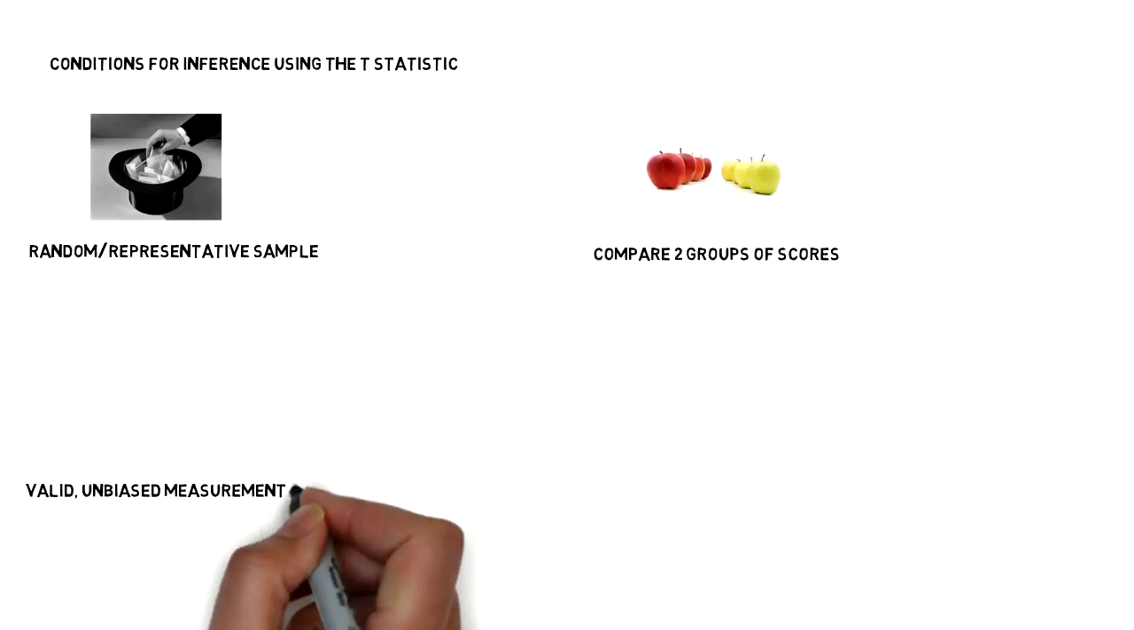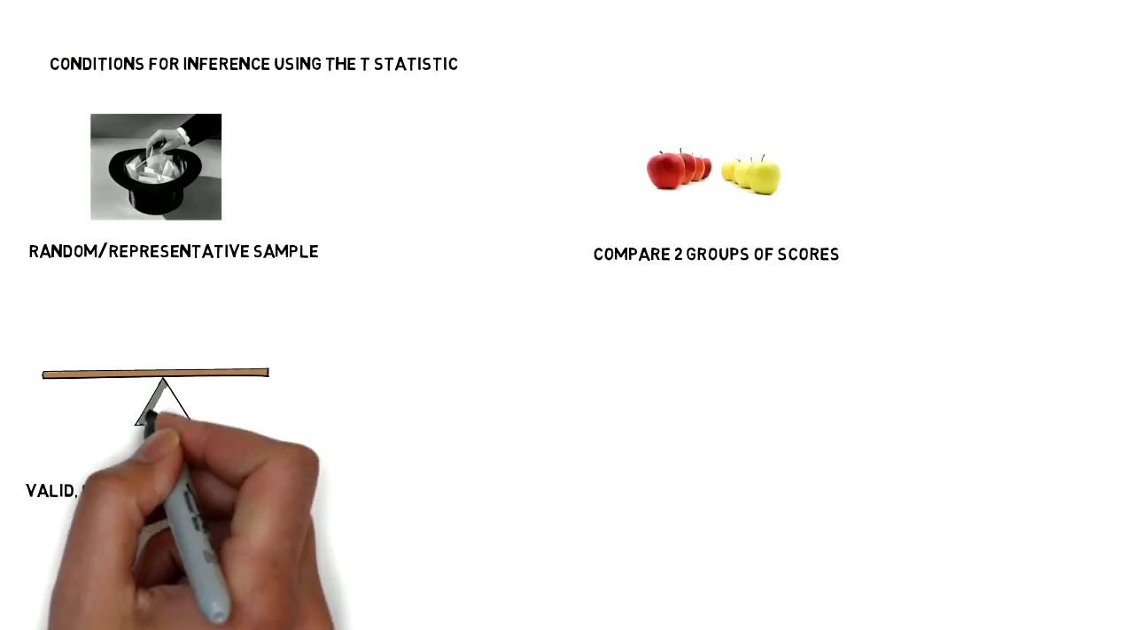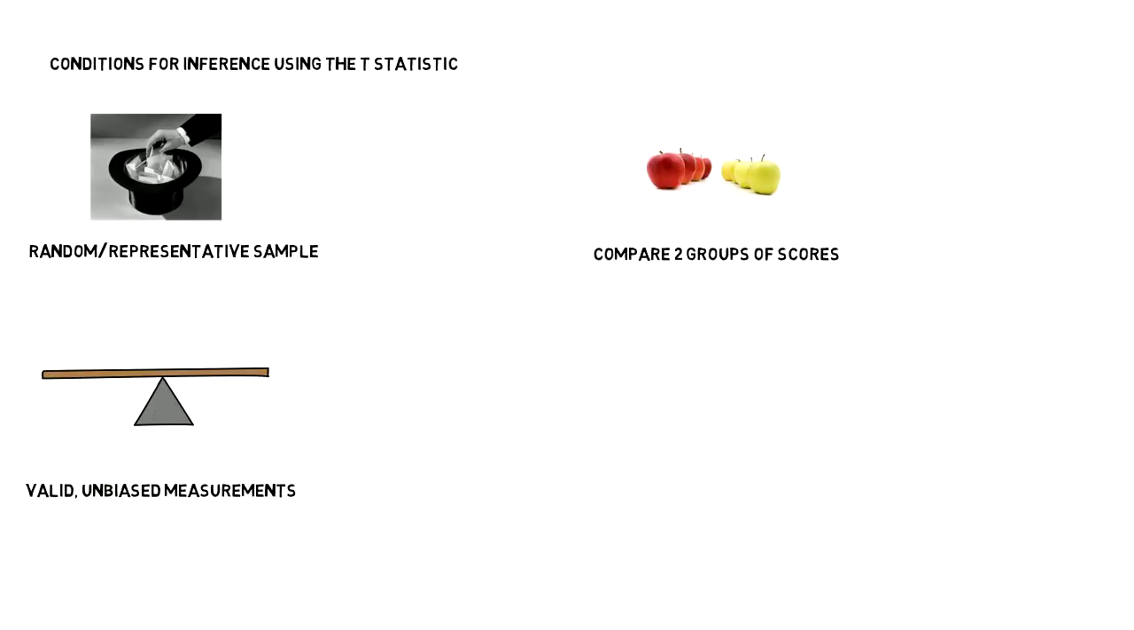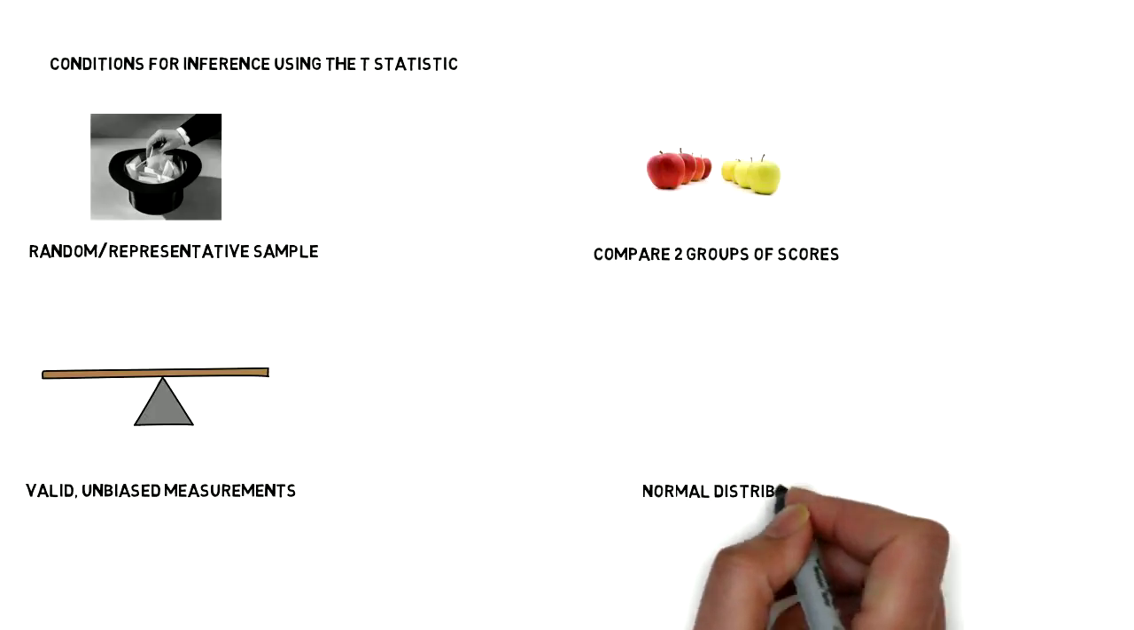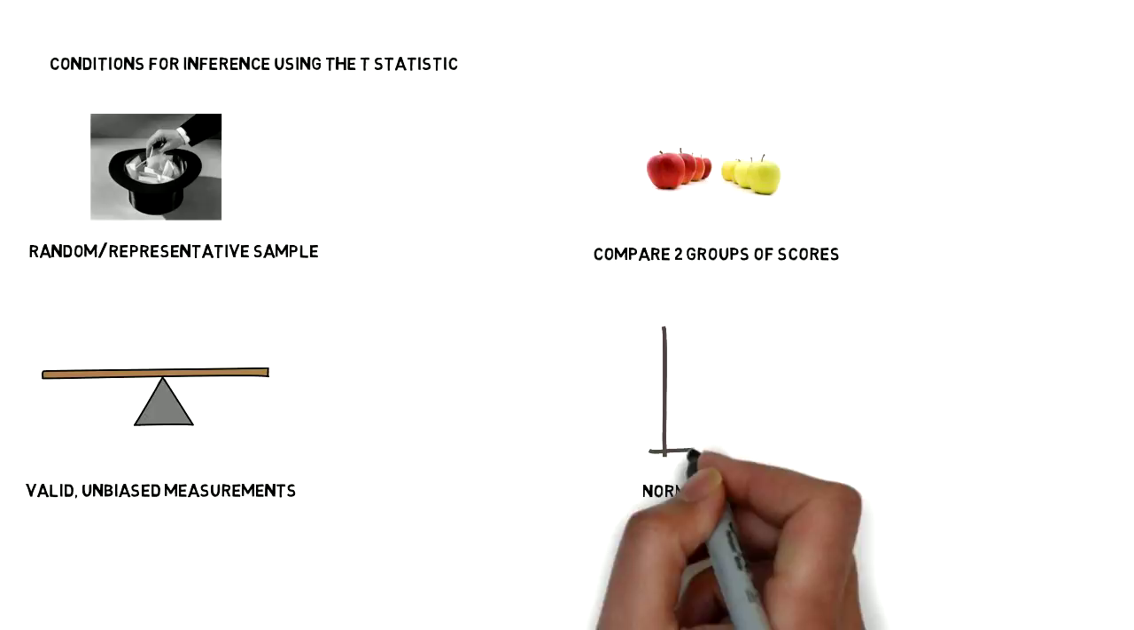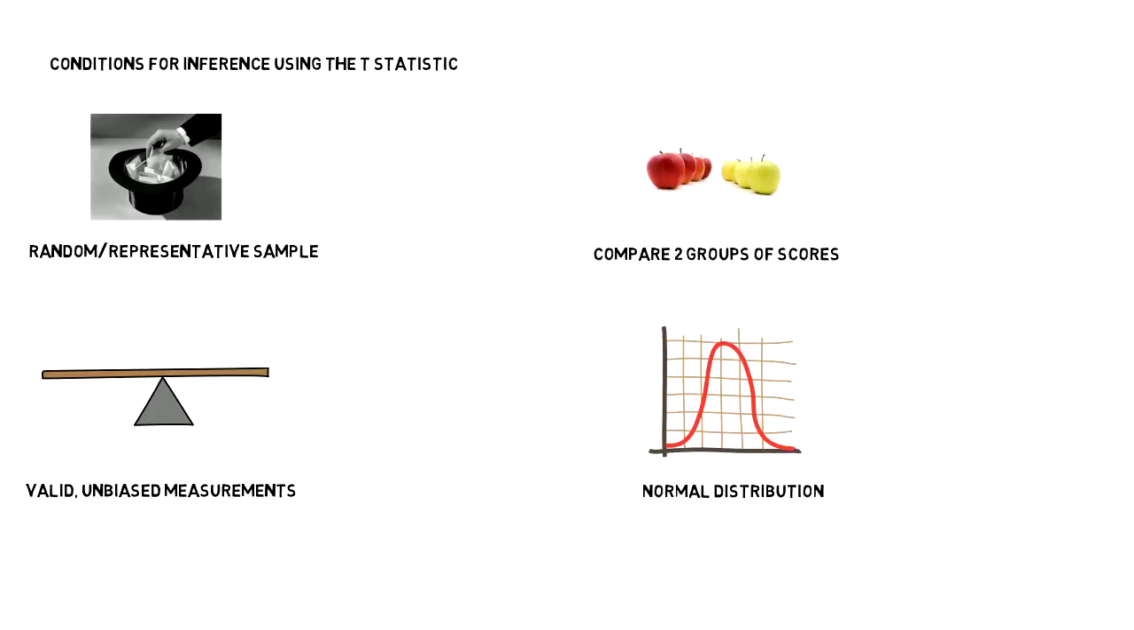You have valid measurements with no bias in the measurement of the outcome or in the assignment to groups. A normally distributed set of outcome scores, or a moderate to large sample, is expected. Equal variances found in both groups, meaning that the variability in one group should not be substantially larger than the other group. A variation of the t-test allows us to correct for this if needed.